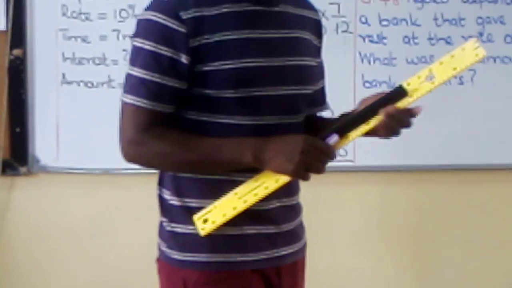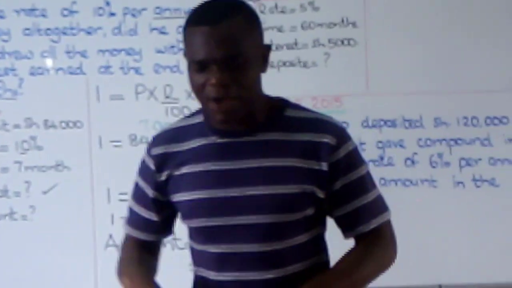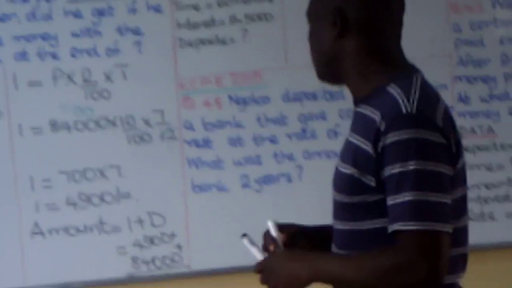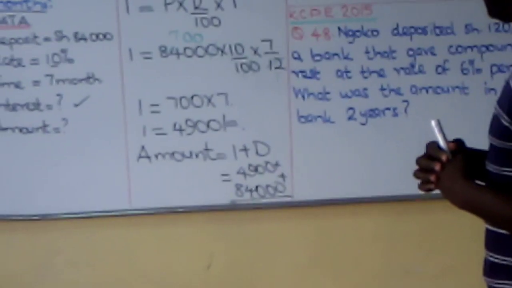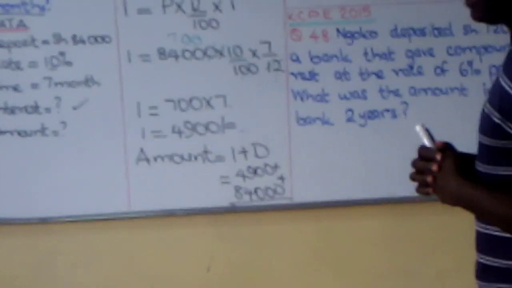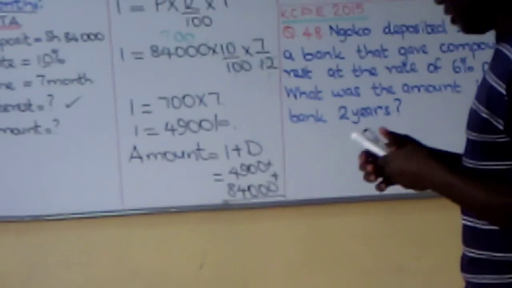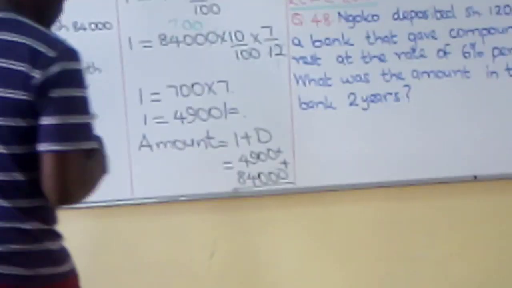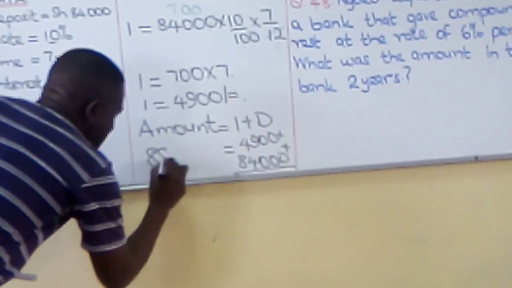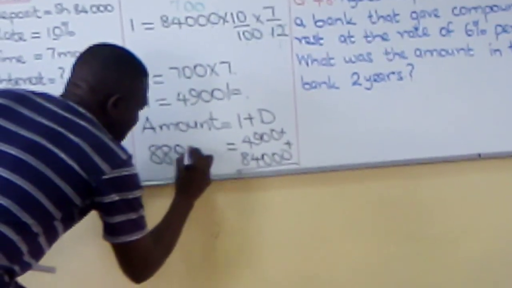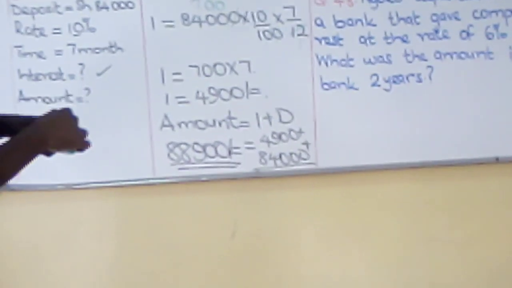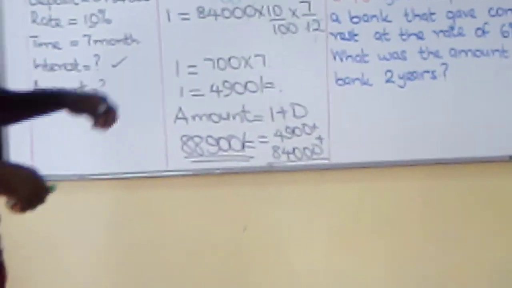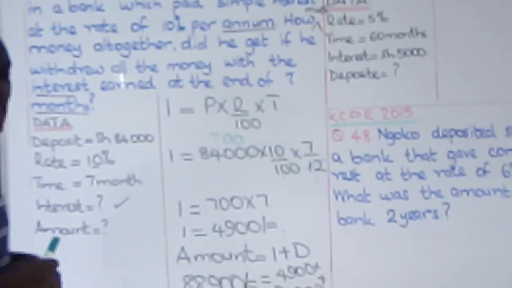Now I want somebody to add and give me the total amount. Griffins Omari, please add and give me the total amount at the bank at the end of 7 months. Yes? Thank you, Griffins. The answer is going to be 88,900 shillings. That is the amount. That's the amount he withdrew at the end of 7 months.